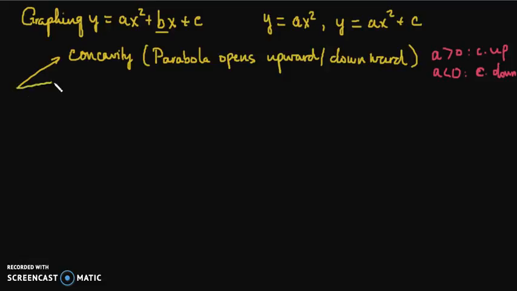The next concept that we already learned is about symmetry. Symmetry around the symmetric line x equal to negative b divided by 2a. So in this case, here is where the b in the formula comes into play. So x equal to negative b divided by 2a is the axis of symmetry.